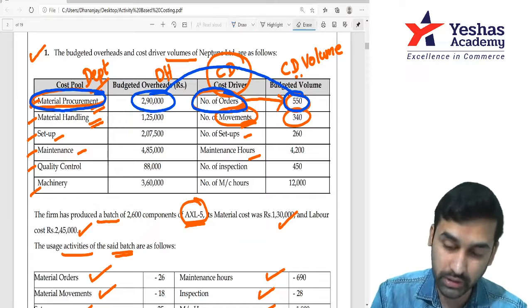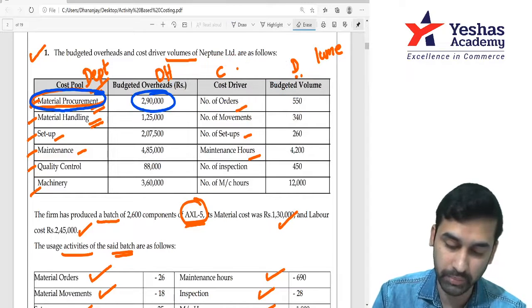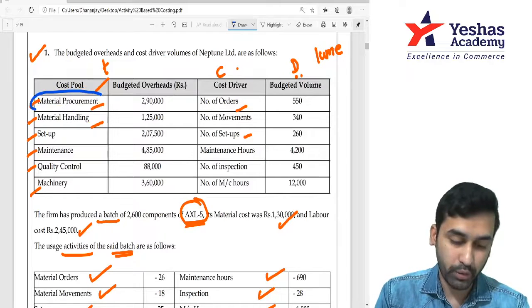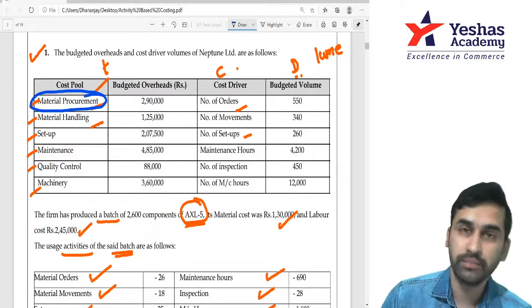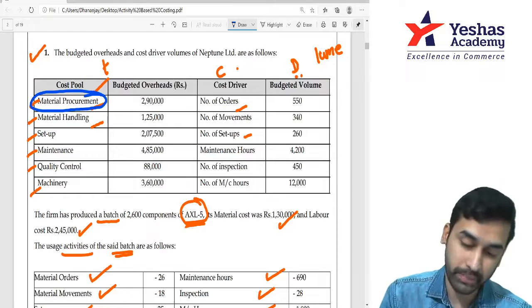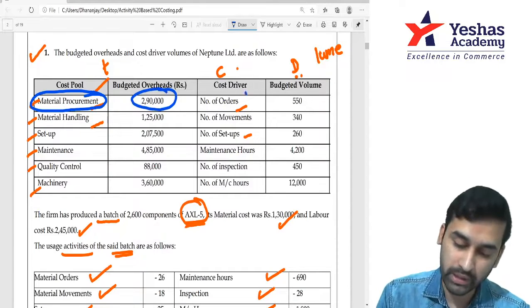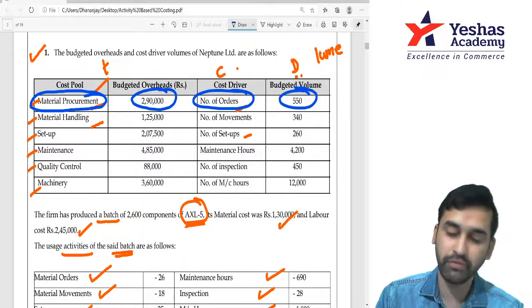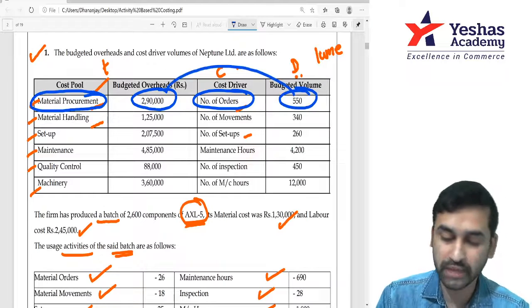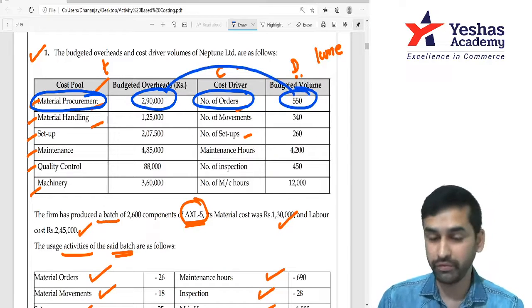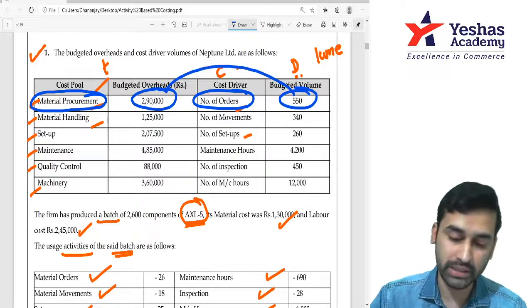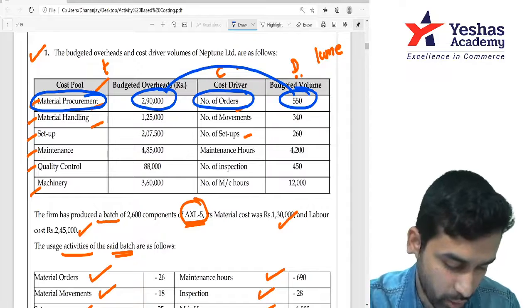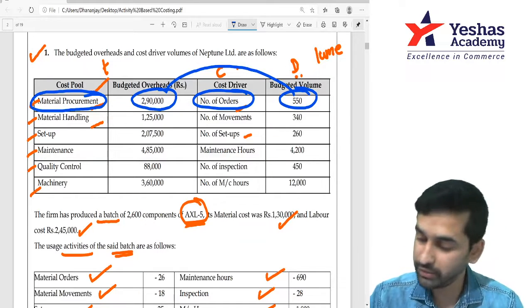I want you to focus. Do not write now. Listen to me. Please understand the concept first. Material procurement is the cost pool and we are spending this much of money. And what is the reason for spending this? It's all because of the orders. Okay, how many orders you have placed? 550 orders. That means if I do 2,90,000 by 550, I will get to know how much I am spending per order. Do it. 2,90,000 by 550.